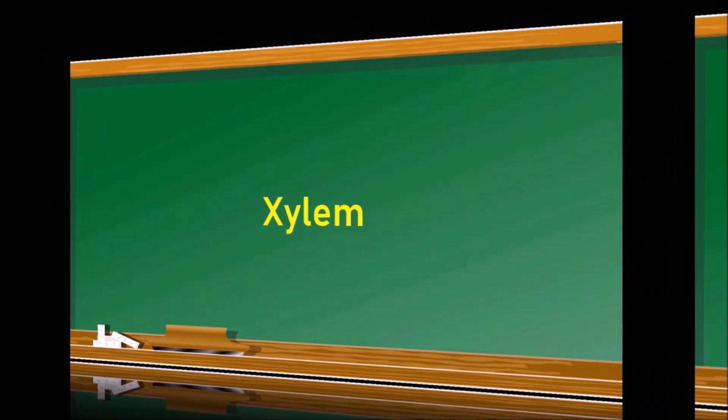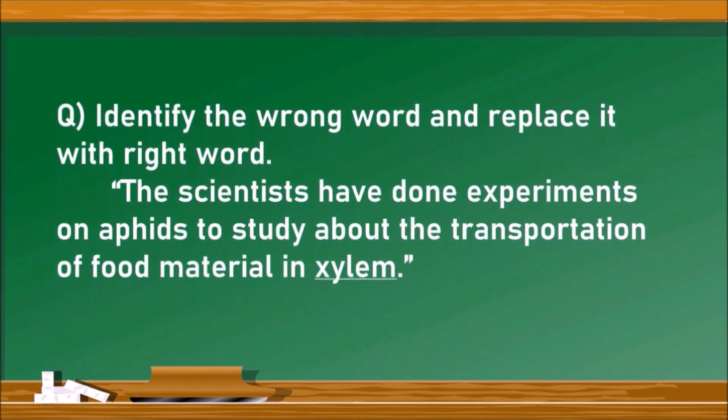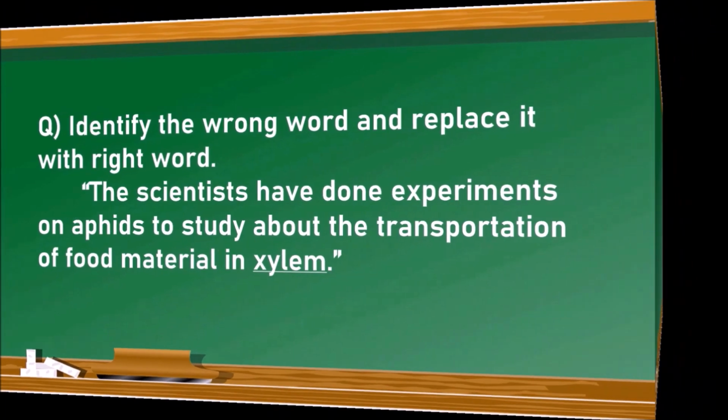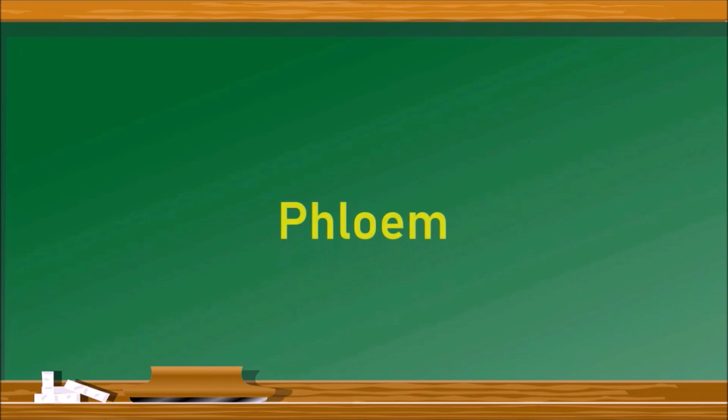The next question: identify the wrong word and replace it with the right word. The scientists have done experiments on aphids to study about the transportation of food material in the xylem. Actually, the experiments on aphids have been done to prove that the phloem transports the nutrients.